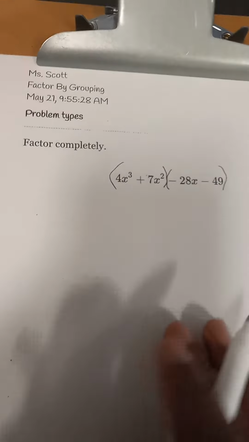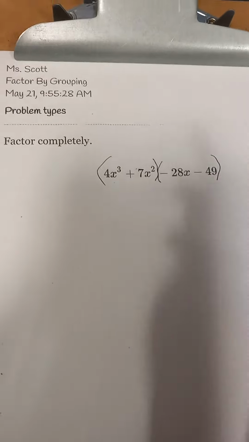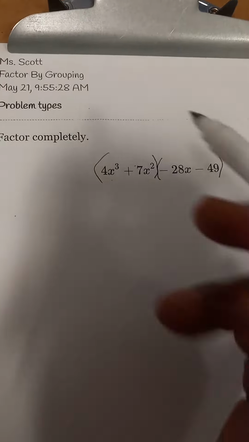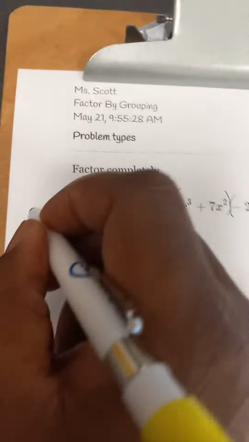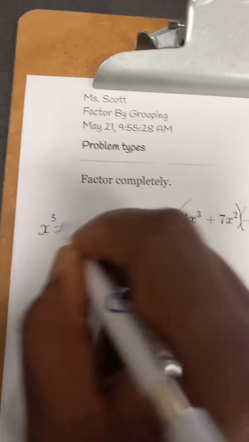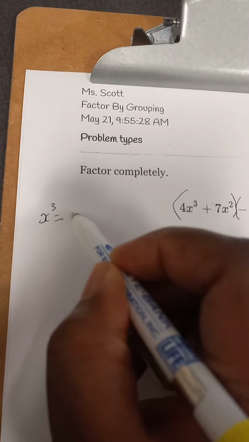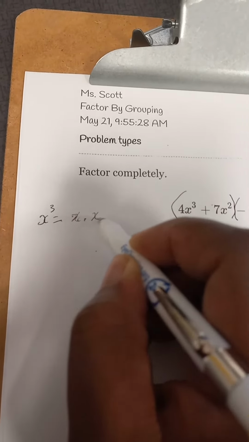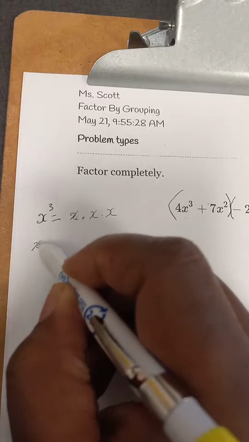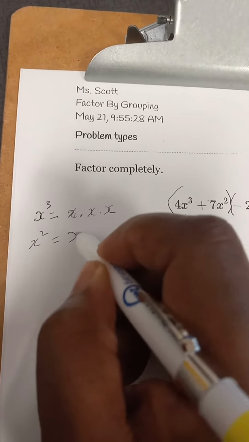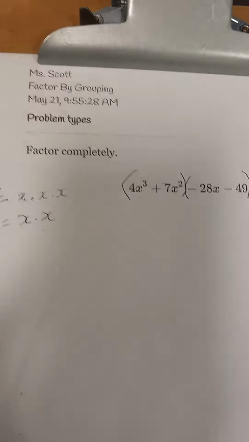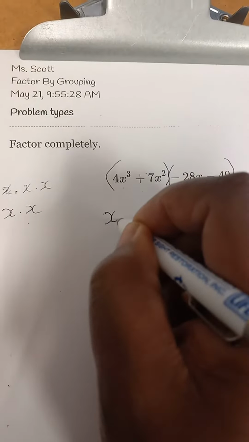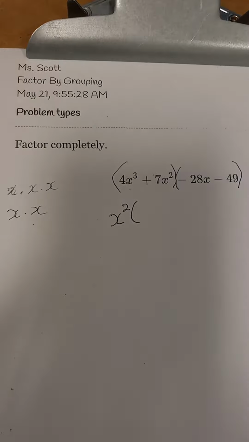For my first two terms, I have 4x to the third plus 7x to the second power. What GCF could I use? I could use x to the second power, right? Remember, if I have x to the third power, that is written as x times x times x. X to the second power is written as x times x. So we could use x to the second power.